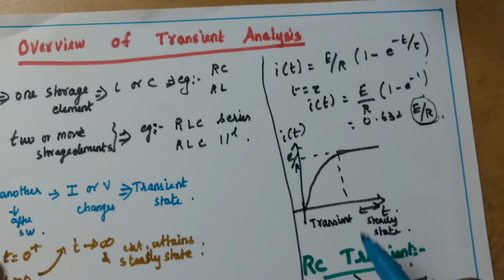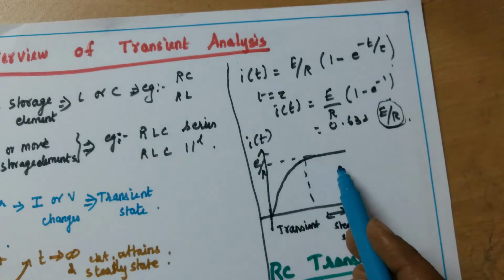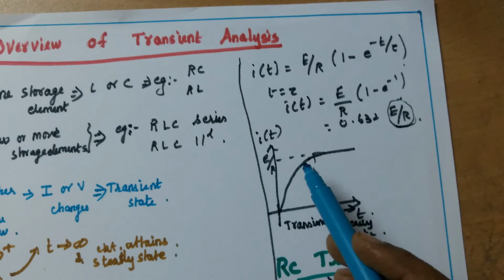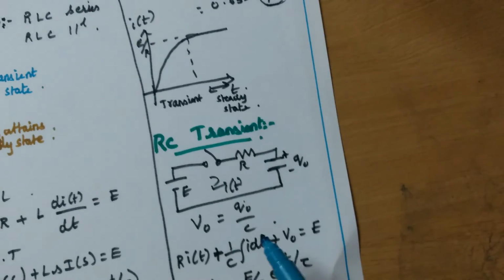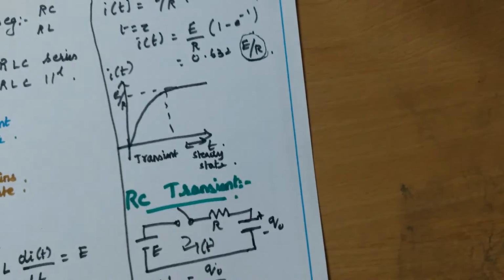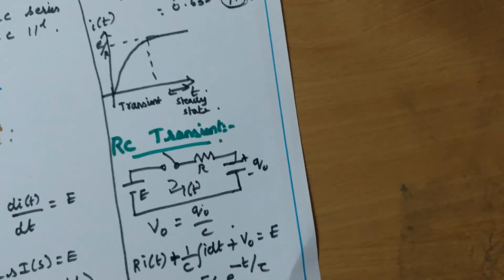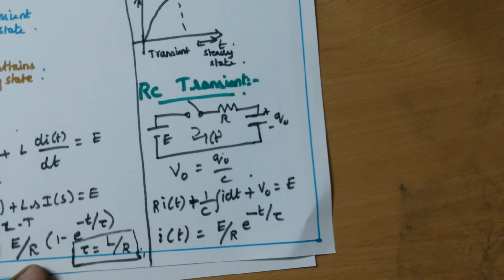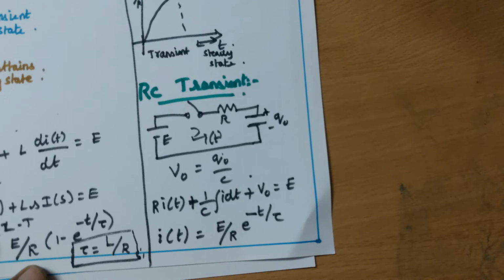So when it attains the steady state value, for the RL circuit the current reaches the constant value E by R here. When considering the voltage across the capacitor, it will become 0. For the RC transient circuit, I of t will be equal to 0. The current will attain the 0 value because it is a decaying exponential, E by R e power minus t by tau. So the first initial value is E by R and it's a decaying exponential. After some time it reaches the steady state value as 0.